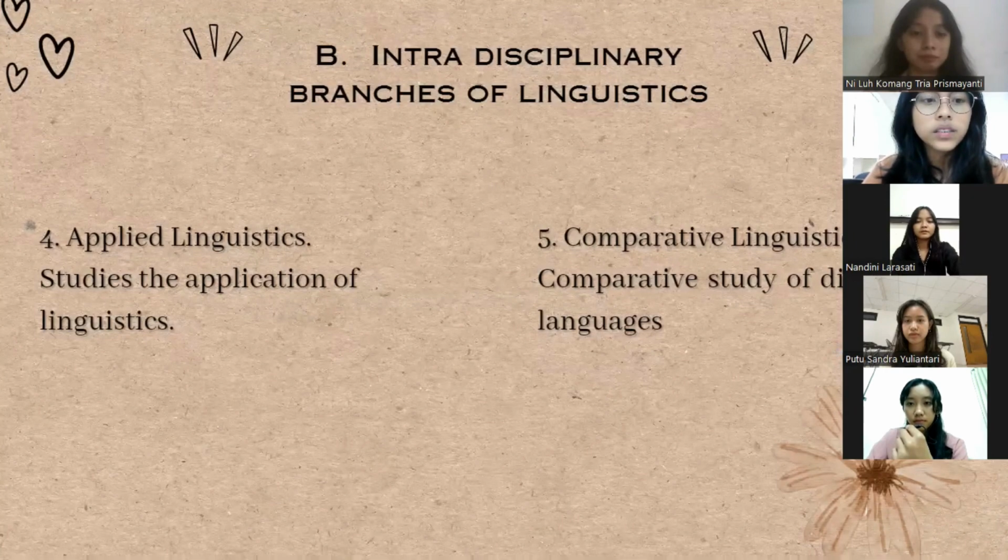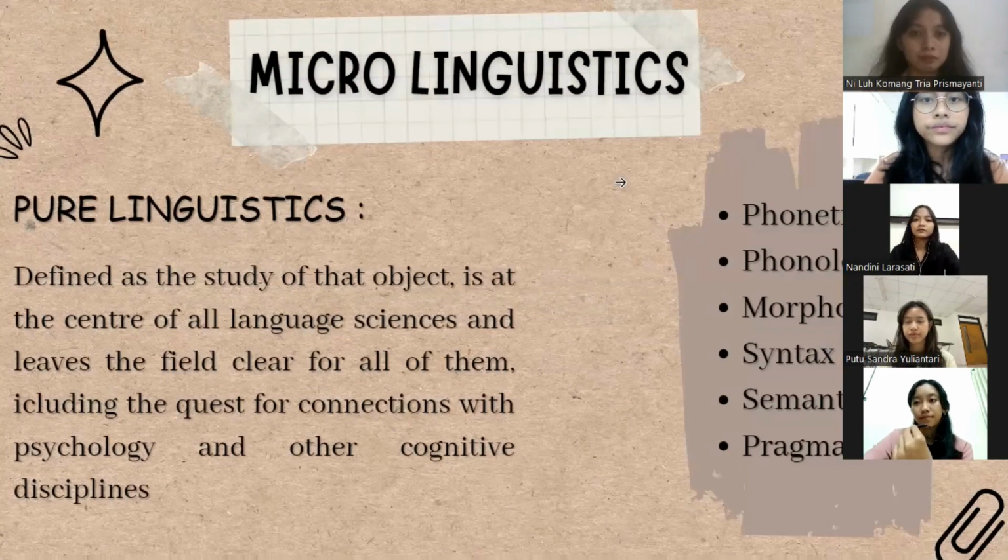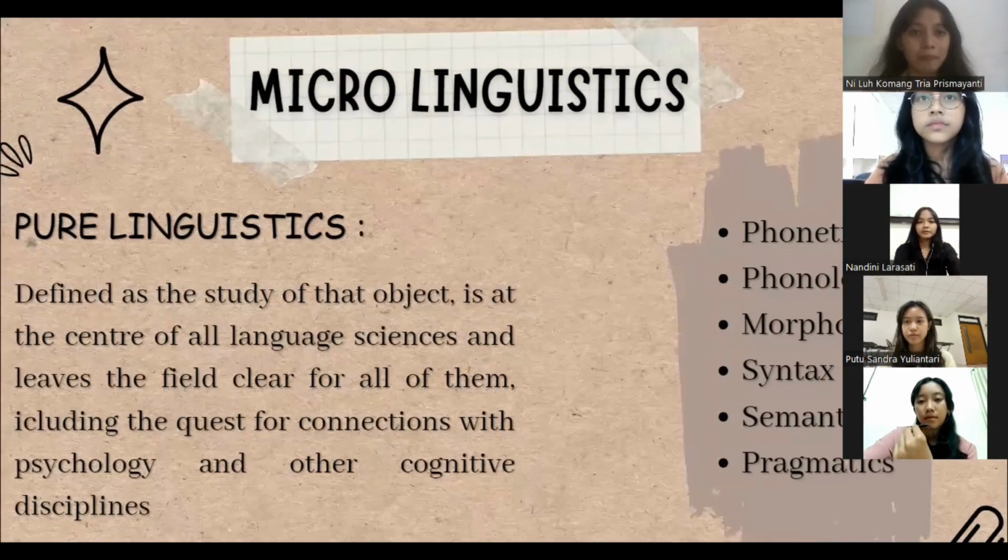The fourth one is applied linguistics. Applied linguistics studies the application of linguistics. And the last one is comparative linguistics, the comparative study of different languages. The next material will be explained by my friend.